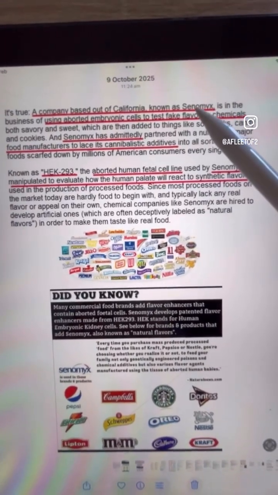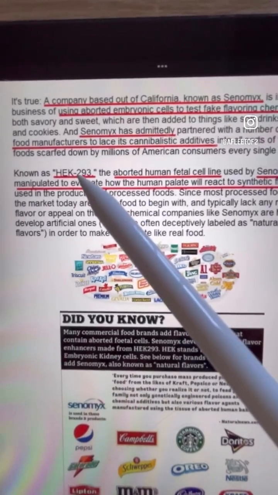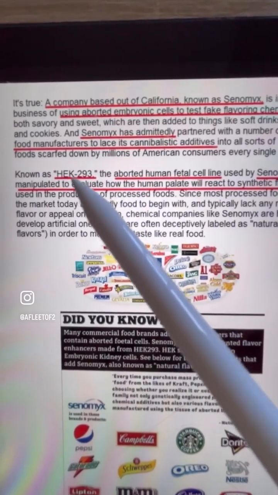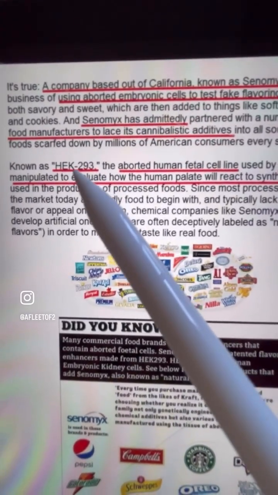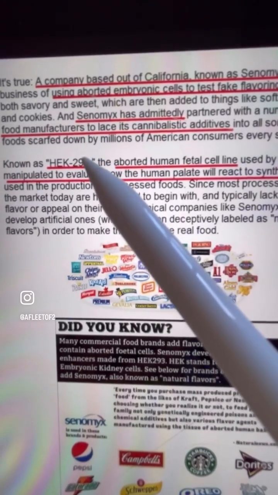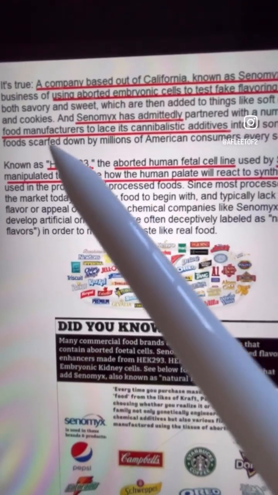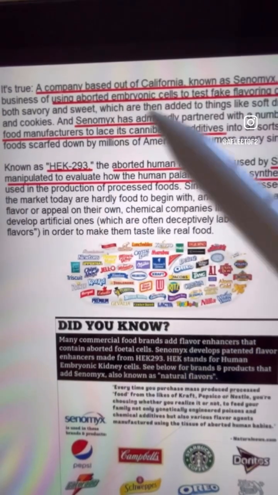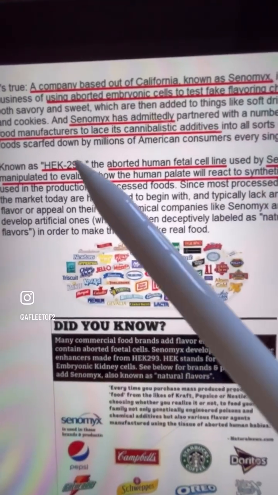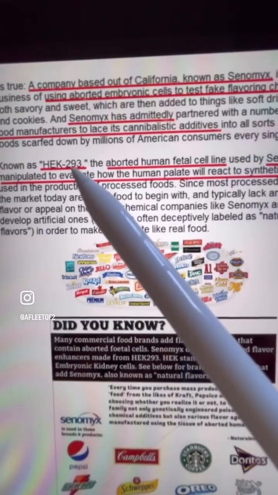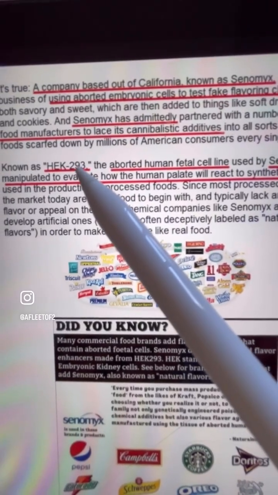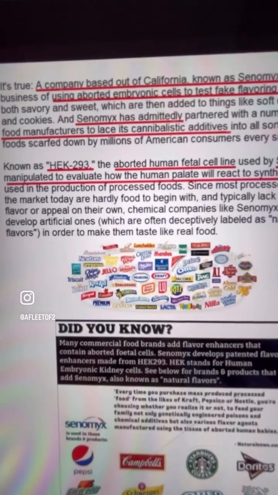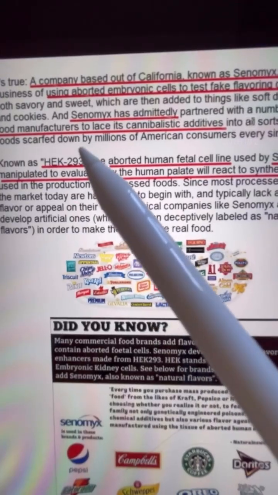People need to go research Cinemex. They need to go and check out the HEK cell line, where it comes from. And this HEK cell line 293 is actually 239 aborted fetuses that were tested, and this particular 293 fetus was successful in creating the cell line. But there were 292 aborted fetuses that they tested on that weren't successful, so the 293 was a successful one.